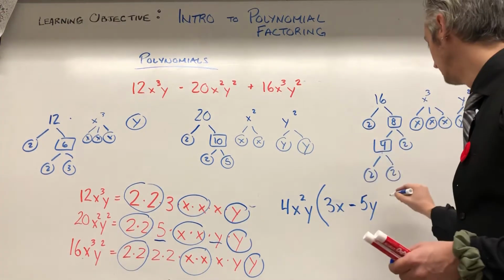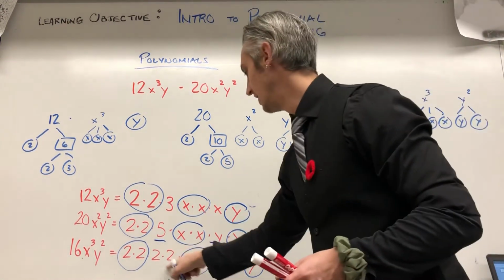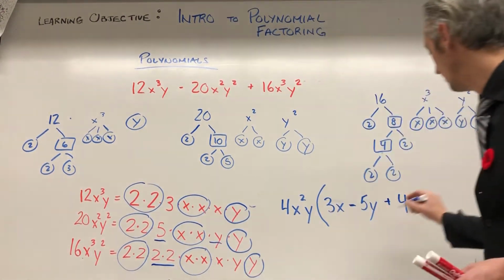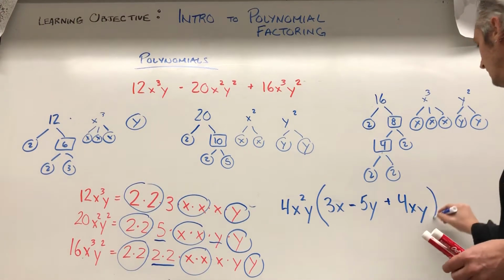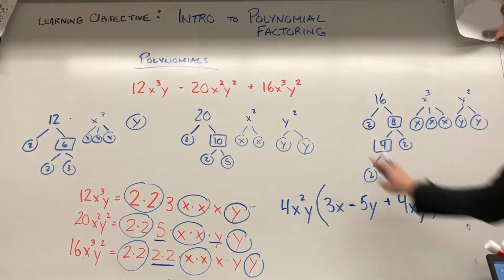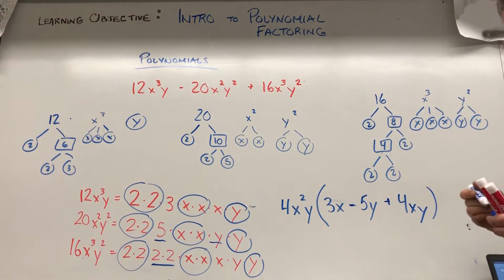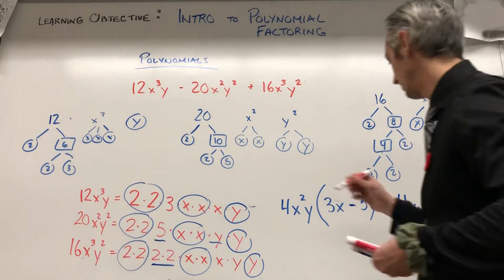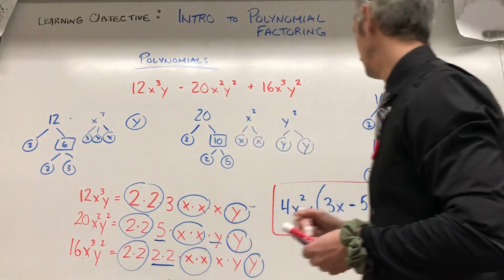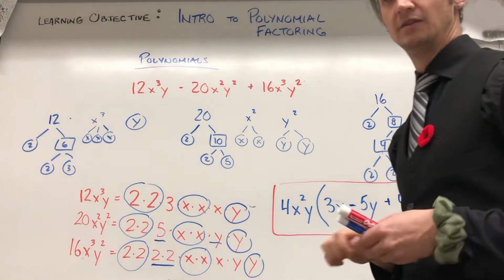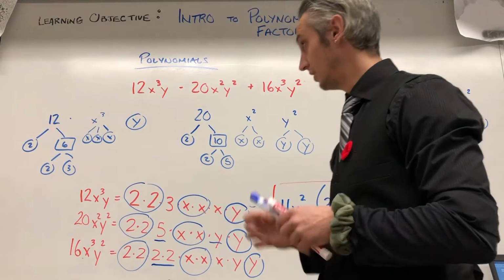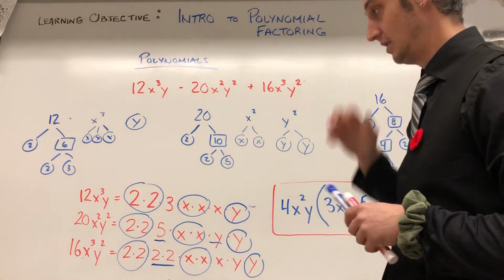And then plus 2 times 2 is 4. And then x times y, so xy. And then 4 times 4 is 16. x squared times x is x cubed. And then y times y is y squared. So this is the factored version of this. And that's how we factor. So we will probably be doing more problems in the future, but this is it right here.